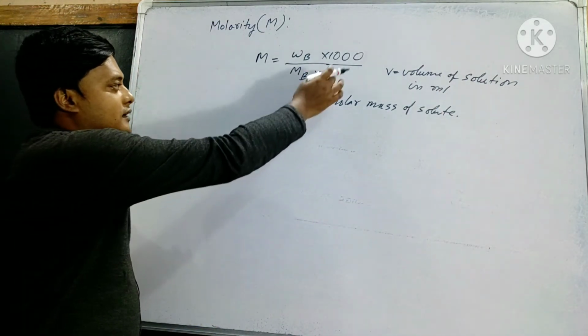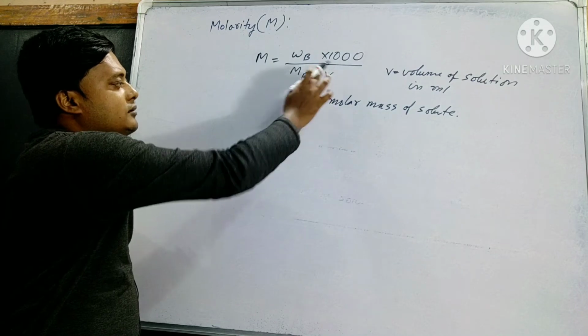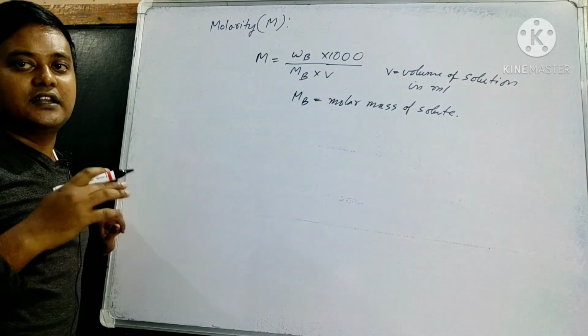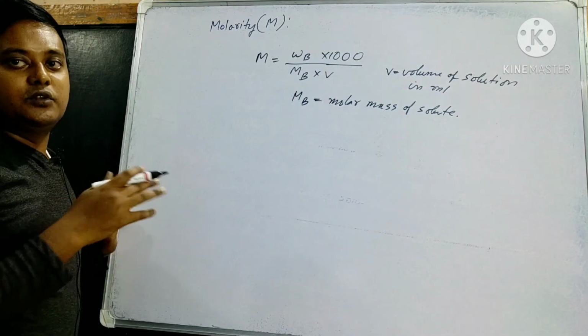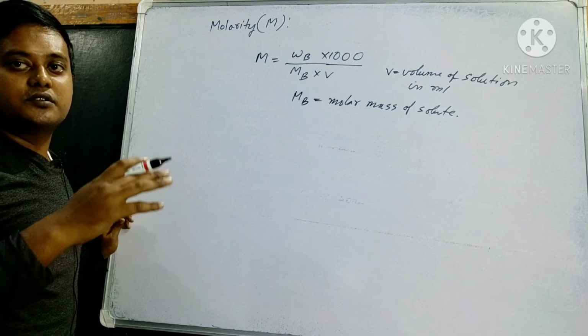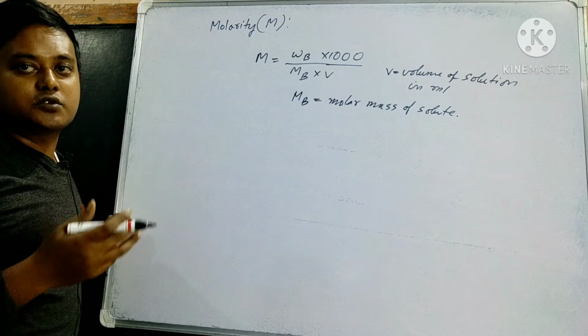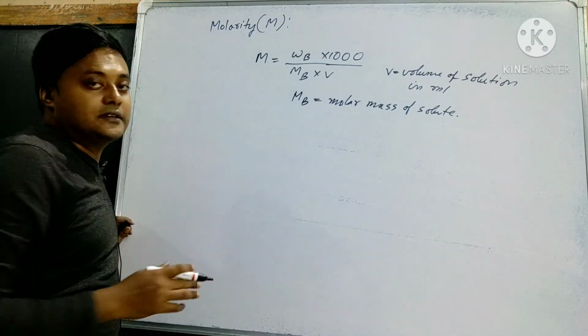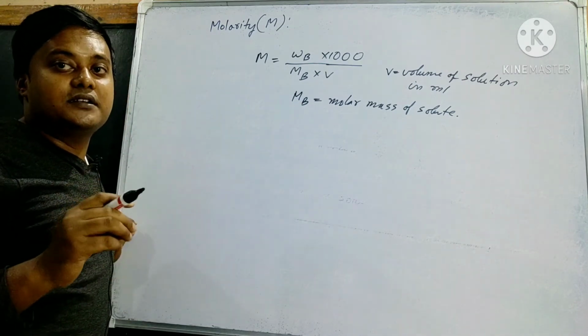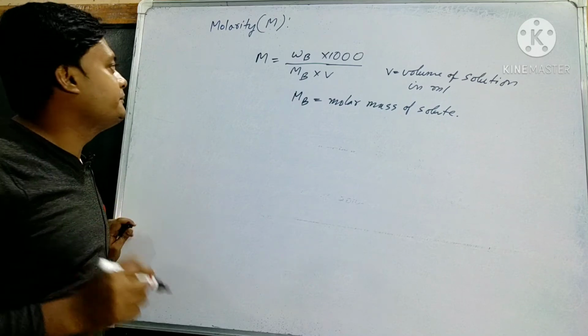Now in that expression a volume term is involved, that's why molarity is temperature dependent. Molarity depends on temperature, because when we change the temperature, the volume of the solution also changes. So molarity is a temperature dependent concentration term.